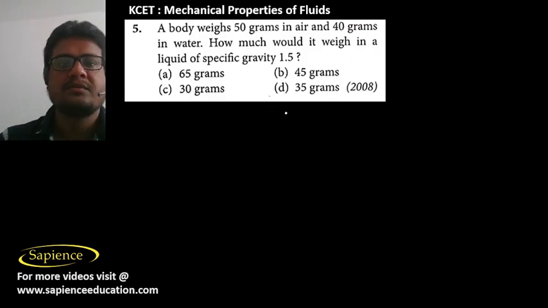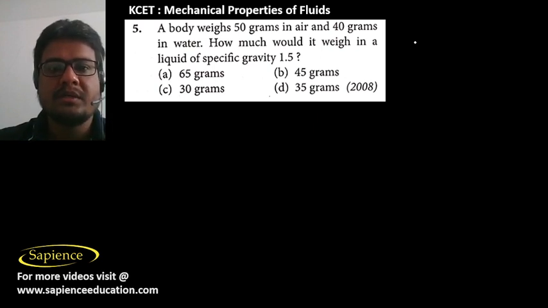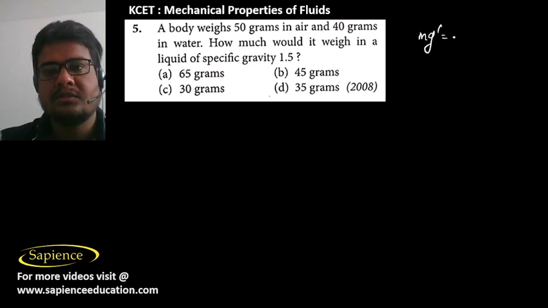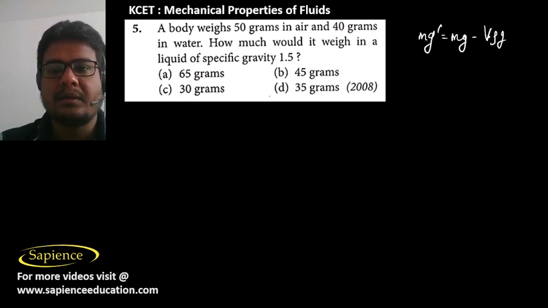In question number 5, a body weighs 50 gram in air and 40 grams in water. How much would it weigh in a liquid of specific gravity 1.5? So here we know that the apparent weight, mg dash, is equal to mg minus V rho g, where rho is the density of the liquid in which it is immersed. Now V rho g is the force of buoyancy or the upthrust.